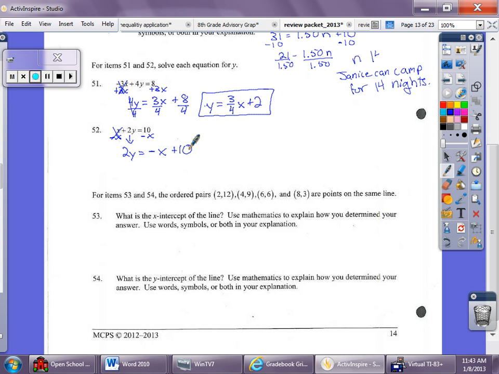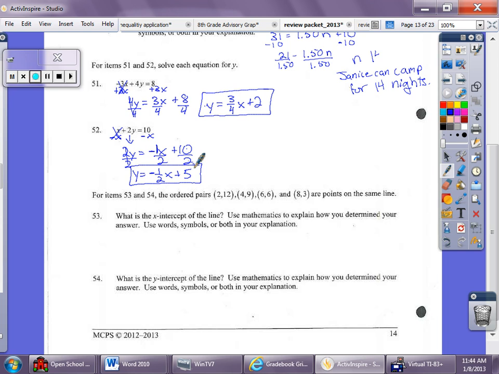We want slope-intercept form, y equals mx plus b. We like to have that x come first, that's why we write the x first. And then we divide by 2. Make sure we divide each term by 2. So y equals negative x, I'm going to say that's negative 1x, so it's negative 1/2 x. And 10 divided by 2 is 5, plus 5.